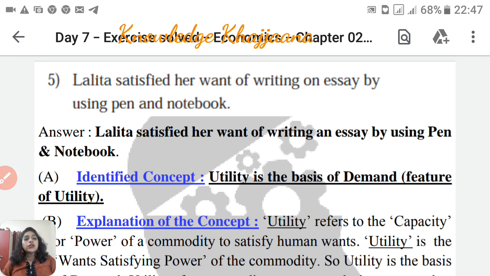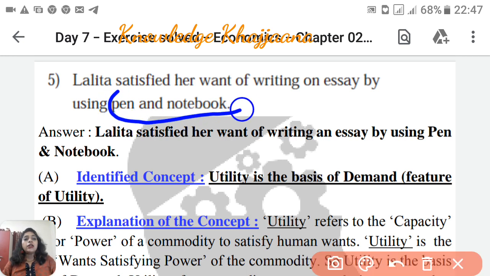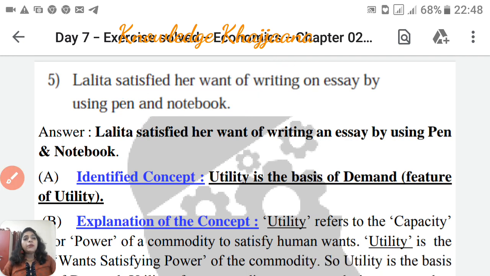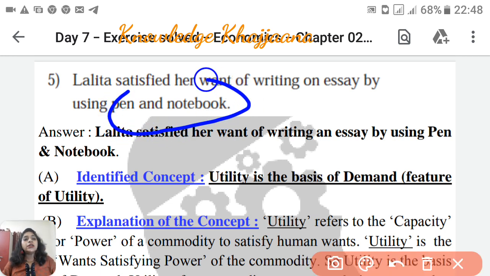Okay, so what was Lalita's want? To write an essay. And who satisfied her want? The utility of two items. Which are the two items? Pen and notebook. What was her want? Writing. So writing was her want or desire. And how was her desire fulfilled? By using the pen and notebook. So pen and notebook had such utilities hidden in them which satisfied her want of writing.